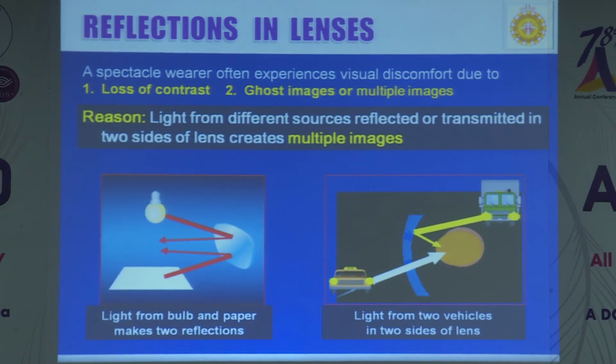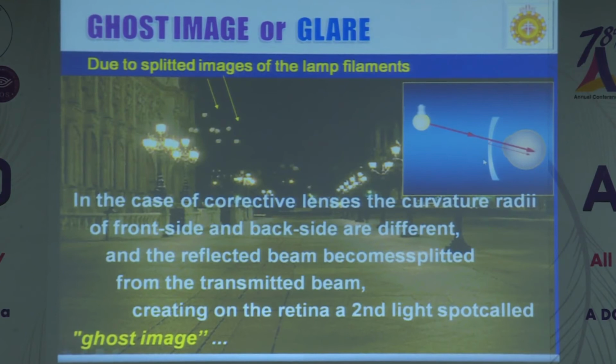So one of the problems with the spectacle is reflection. Light will be reflected from the bulb as well as from the paper, so two reflections will be there. When you are driving, there will be light falling on the spectacle from the opposite vehicle as well as the vehicle behind. It can produce glare and all these problems. So night driving is a problem because light will be reflected from the anterior and posterior surfaces. Refraction will be taking place on the anterior and posterior surfaces. So you can get a ghost image, etc.